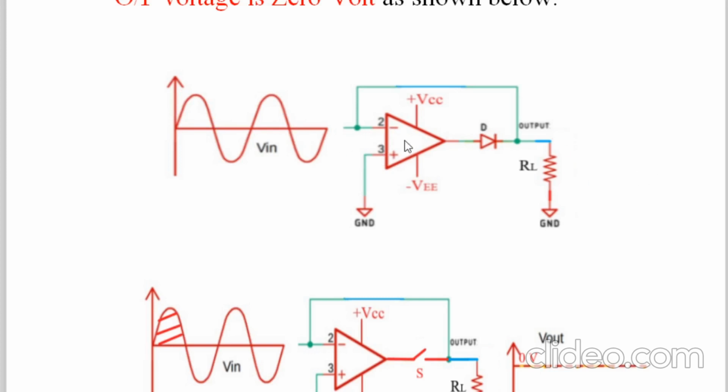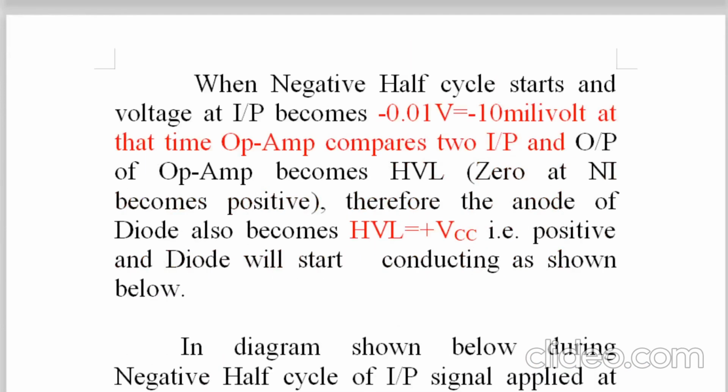So don't forget that during the negative half cycle, when the diode conducts, because the voltage at the non-inverting pin is all the time 0 volt, which is greater as compared to all negative values of the negative half cycle at inverting, the output of the op-amp is in HVL. The output of the op-amp is in HVL, and the diode starts conducting, and that negative half cycle will appear as a positive half cycle. Whatever I explain to you is very clearly given over here.